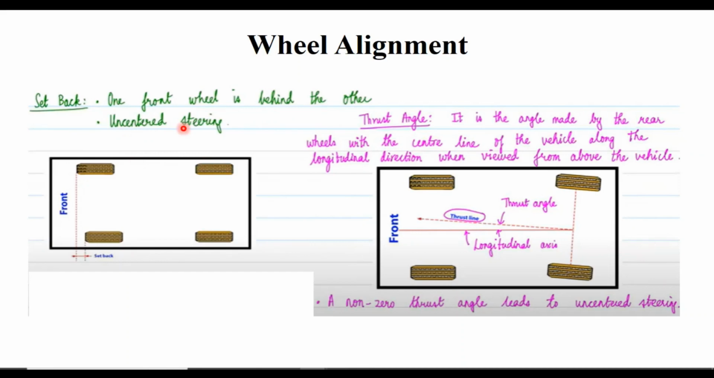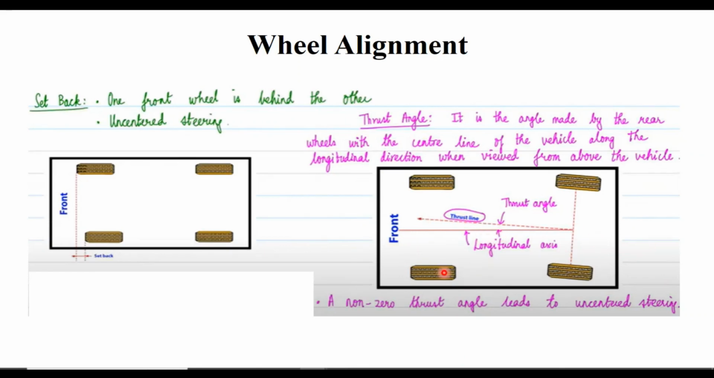This will also lead to uncentered steering, because you don't have centered steering where it is even, it is uncentered steering. And you also have one more term called crest angle, or you call this a crest line.